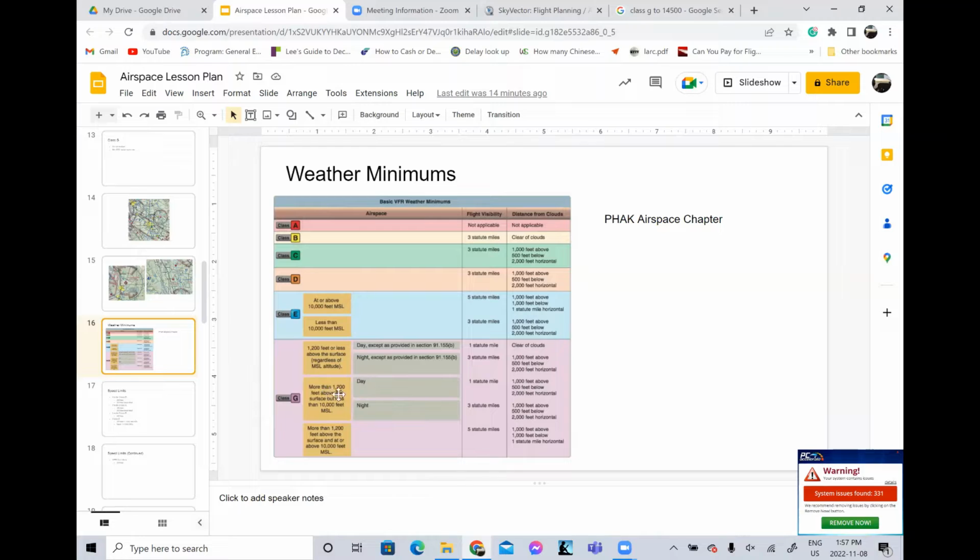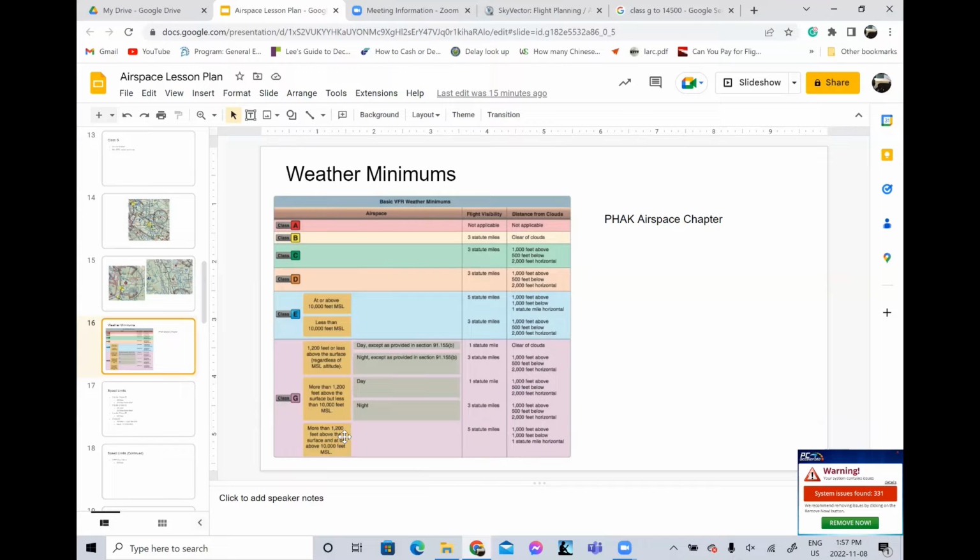All right, so now let's say you are more than 1,200 feet above the surface, but you are less than 10,000 feet MSL. During the day, you only need 1 mile visibility, but you need to meet this cloud clearance: 1,000 feet above, 500 feet below, and 2,000 feet horizontally. At night, the visibility goes back up to 3 miles with the same cloud clearances.